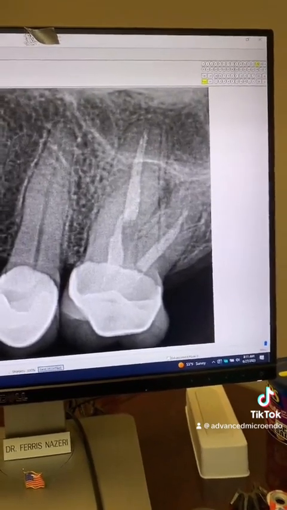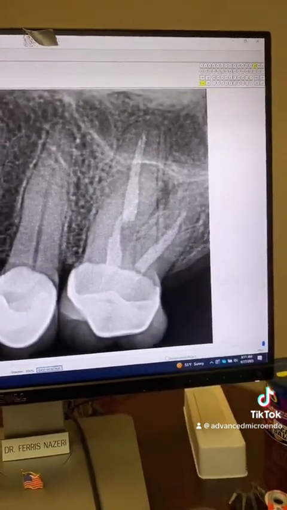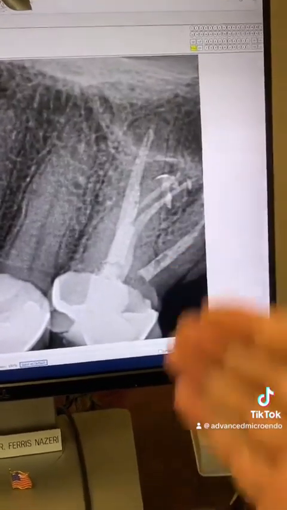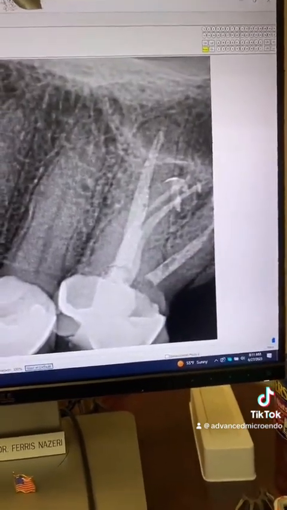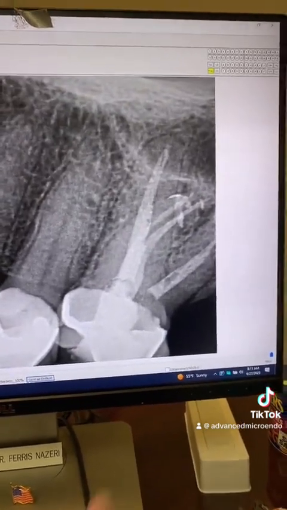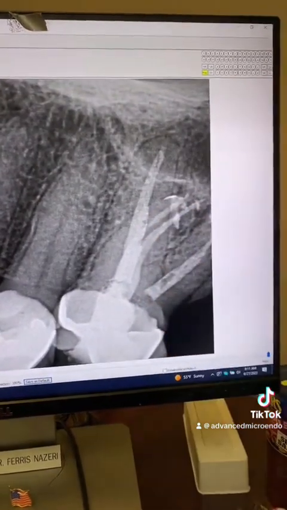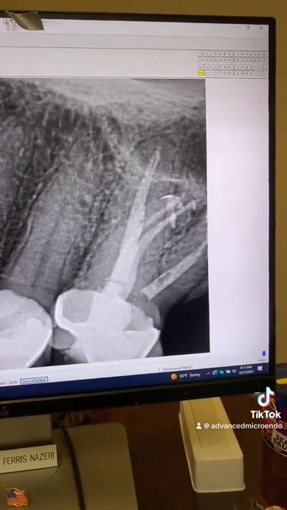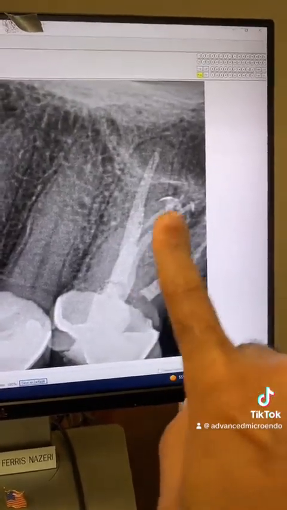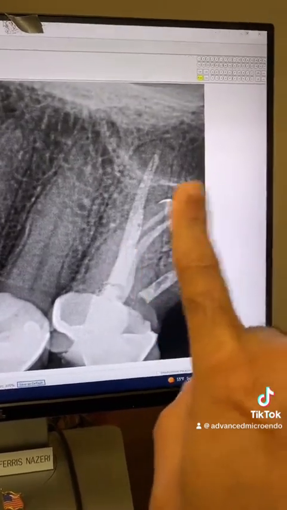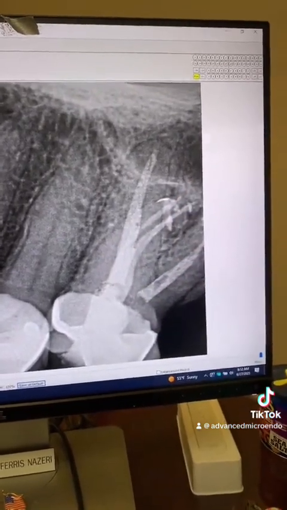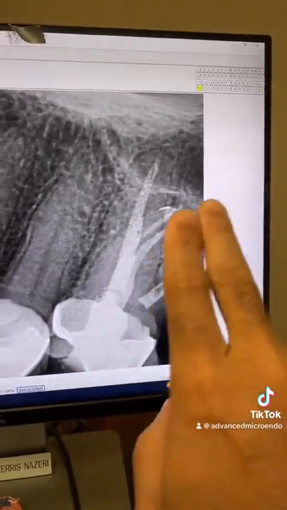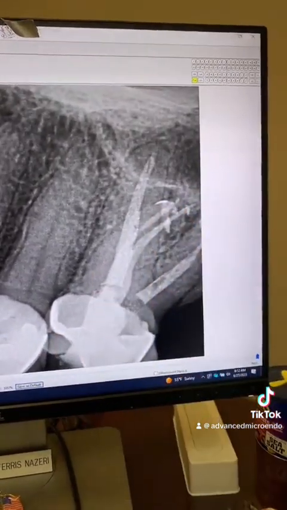I don't need to take a CBCT. I already know very likely there is a missed MB2. This is immediately after I redid the root canal about 14 months ago, and lo and behold, you can see we were able to locate that missed MB2, and the MB2 was completely separate from MB1 canal. Sometimes MB2 joins the MB1, but in this case, completely separate, as you can see.